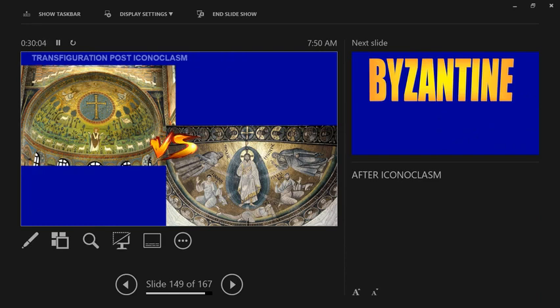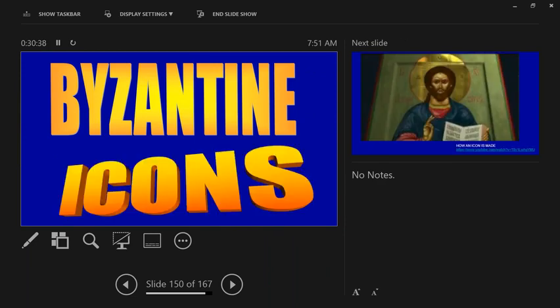So we have this before and after of iconoclasm. On the left, we have this image that we just discussed, and on the right, it becomes much more realistic. The figures, again, it has that solid gold background, and that is a sign of what? Byzantine. All right, but these are both images of the Transfiguration story. All right, so we're going to look at icons next.